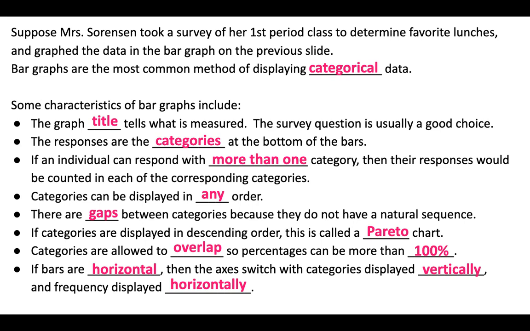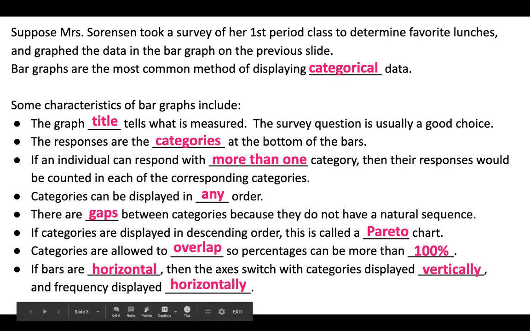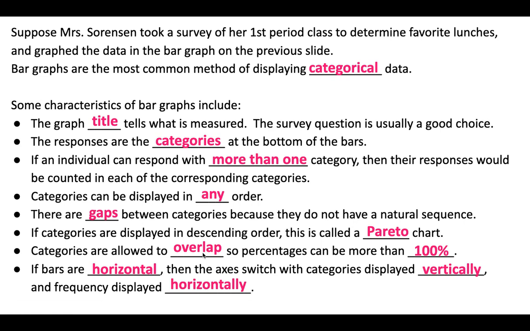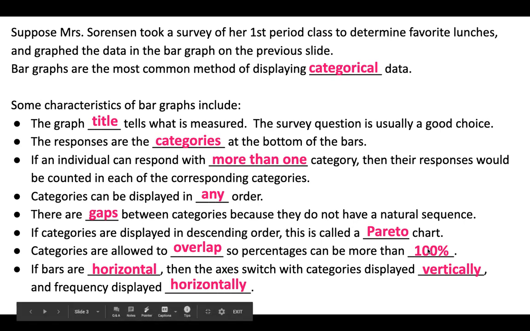If the categories are displayed in descending order, meaning we start with the tallest bar and then go to the next tallest bar and the next tallest bar and the next tallest bar, if we organize our category bar chart like that, that is called a Pareto chart. Categories are allowed to overlap. So if we have a percentage graph or bar graph, the percentages could potentially be more than 100%. Categories overlapping means if it's a survey question where a person is allowed to answer more than one option, then we could end up with percentages that are more than 100 if we did a percentage graph.